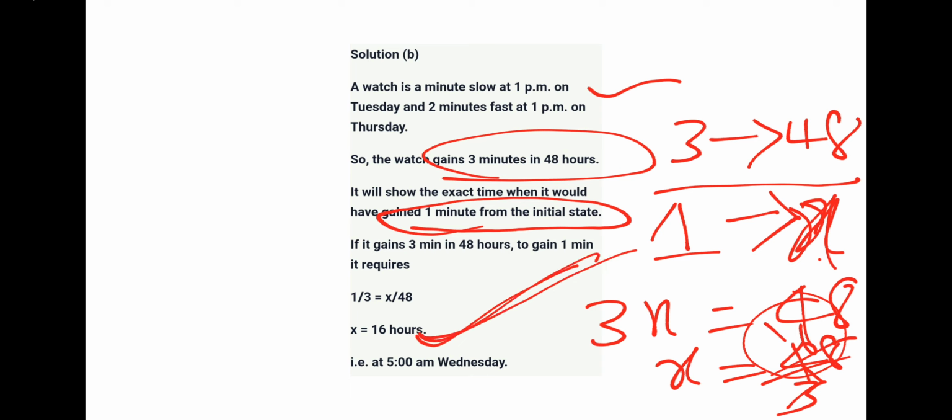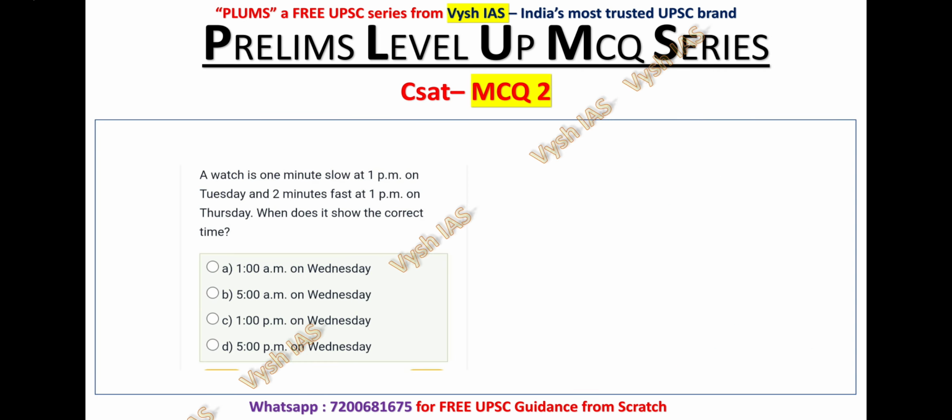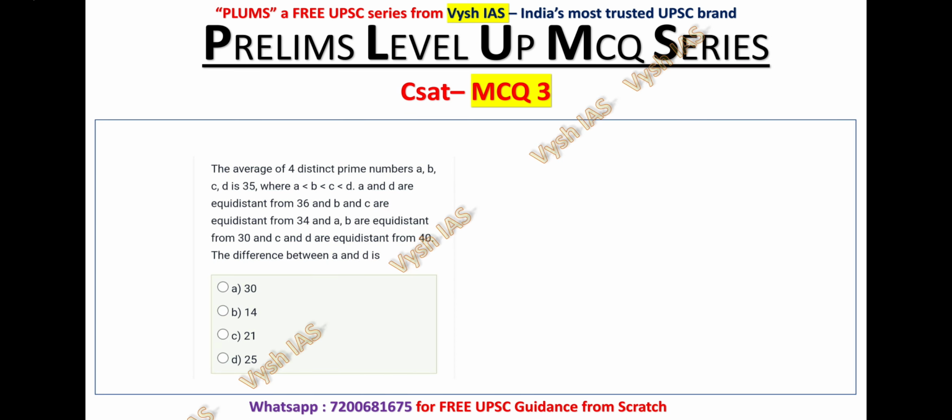So the initial state is at 1 PM. If you add 16 hours to it, you will get 5 AM. Okay, 1 PM is on Tuesday, so 5 AM is on Wednesday. So 5 AM Wednesday is the correct answer. So option B is the correct answer for MCQ number 2. Now let's solve MCQ number 3.